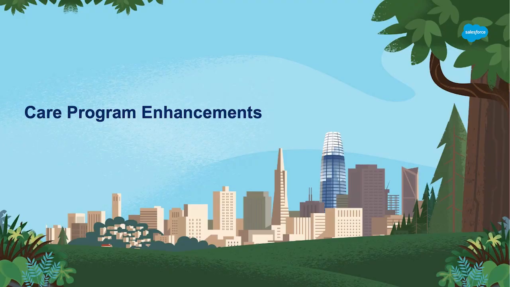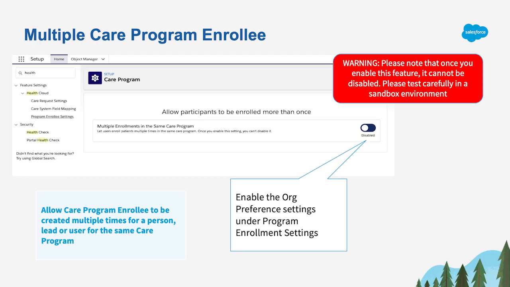Let's first discuss the enhancements made to care programs in Summer 20. We made a few additions to care programs. We're giving our customers a system administrator org preference for added flexibility to allow the creation of more than one care program enrollee record of the same person account, lead, or user record for that care program.